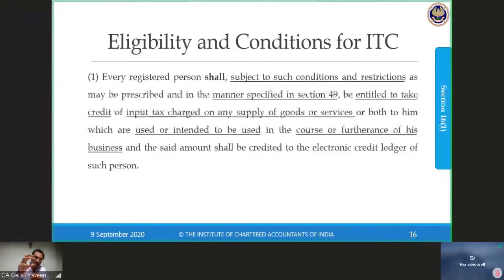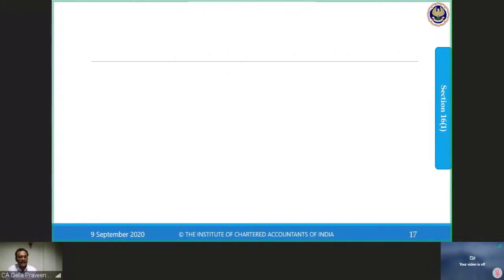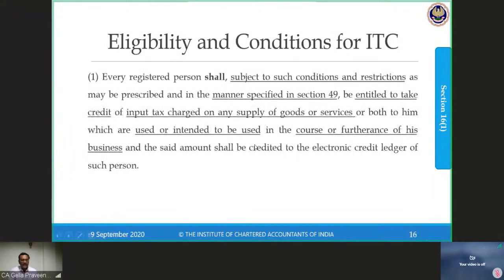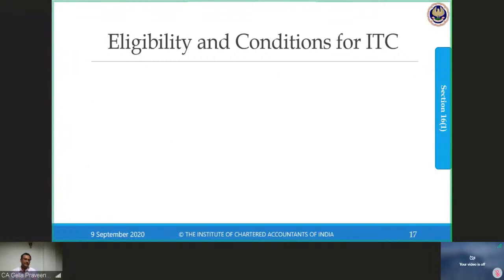So if there is a supply of goods or services to me and I have used or intended to use them in the course or furtherance of business, I can take the input tax credit of them. It shall be credited to the electronic credit ledger. So if there is a supply of something, this credit can be credited to the electronic credit ledger. Question to you, Vinod: if there is any supply by any person, that particular supply shall be credited to the electronic credit ledger. This is a procedure. How will it be credited? When we read further, we will get clarity on that.